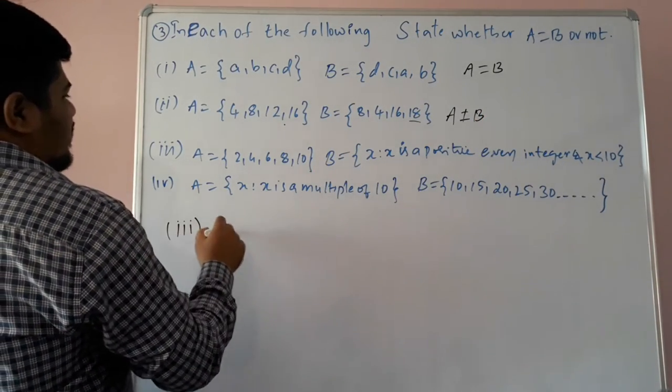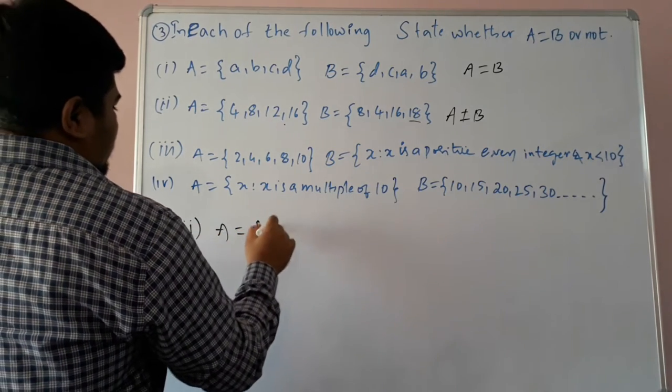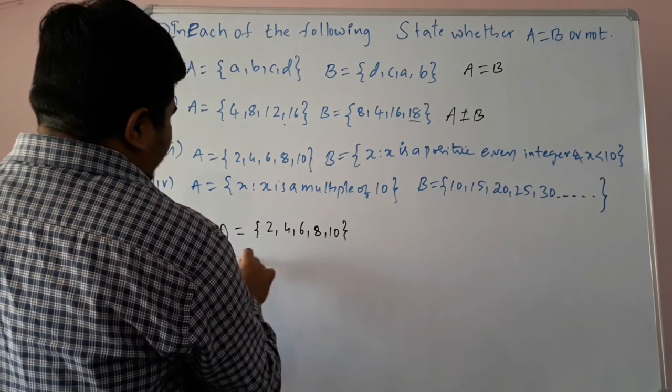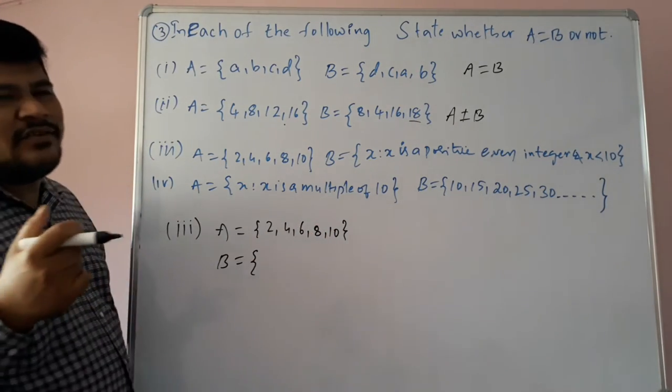What is there? A is equal to {2, 4, 6, 8, 10}. And what is set B, children? They gave the set builder form. We have to write its roster form.